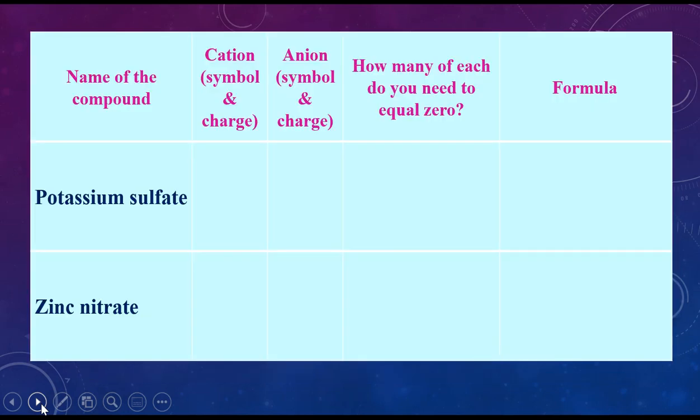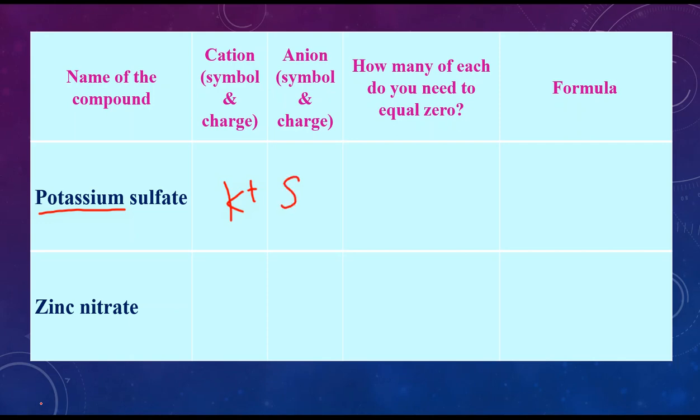All right, so we're going to do a couple of these and I'll let you do some practice. All right, so here, potassium, symbol and charge, the cation, what's that going to be? K plus. We know potassium is K plus. Good. Now, until we have them memorized, we go to our chart and we look it up. What is sulfate?